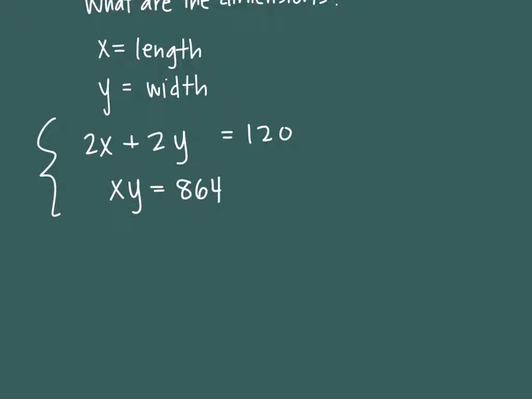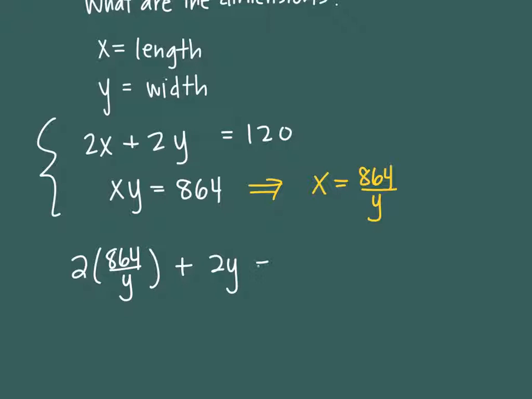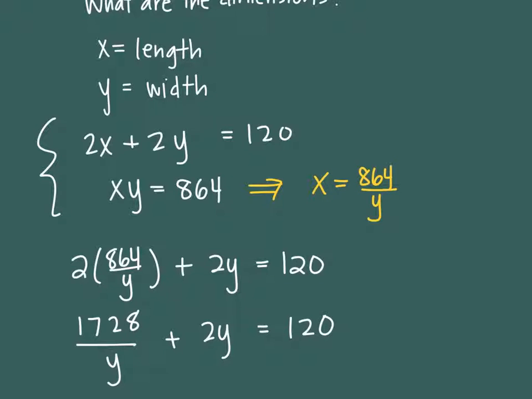Okay, which variable do you want to get alone? The bottom x. All right, so KP says get the bottom x alone, so that would be 864 divided by y. All right, so we'll go to our equation and we'll put that x in. So that would be 2 parentheses 864 over y plus the 2y I already have equals 120. So when you multiply, 864 times 2 is 1728 over y plus 2y equals 120.